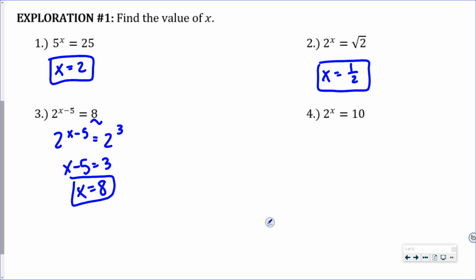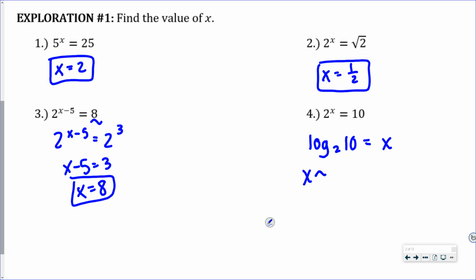5 to what power gives me 25, 2 to what power gives me the square root of 2. So here's how I saw some people, when I was going around, evaluate this. They did log base 2 of 10, because that's asking you 2 to what power gives you 10, right? Or if I asked you to rewrite this equation in log form, you would do log base 2 of 10 equals x. That could be how we figure out what x is.